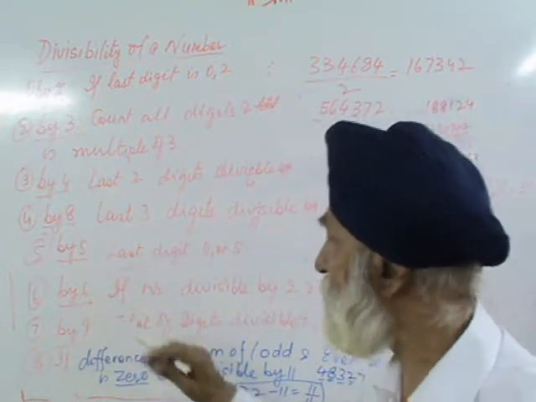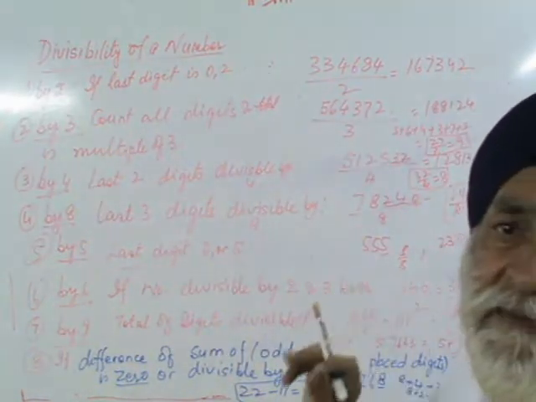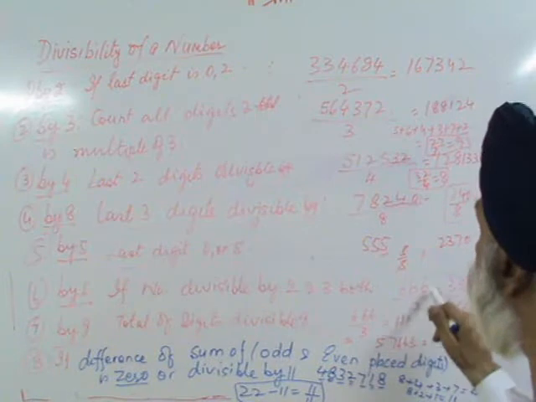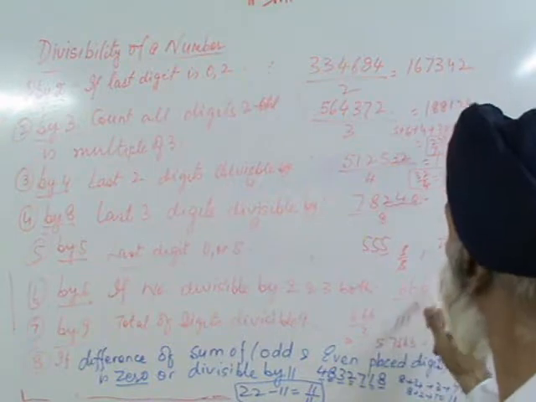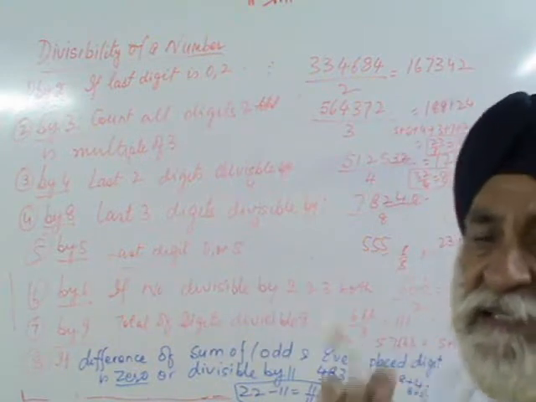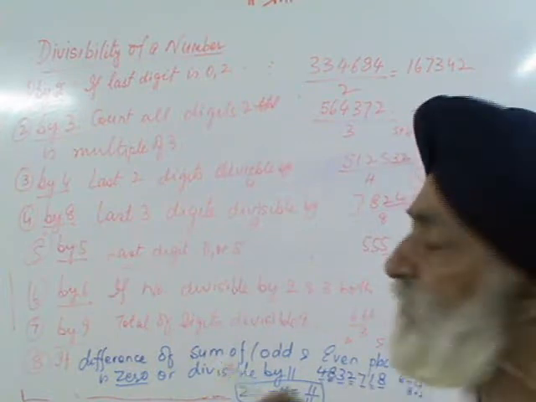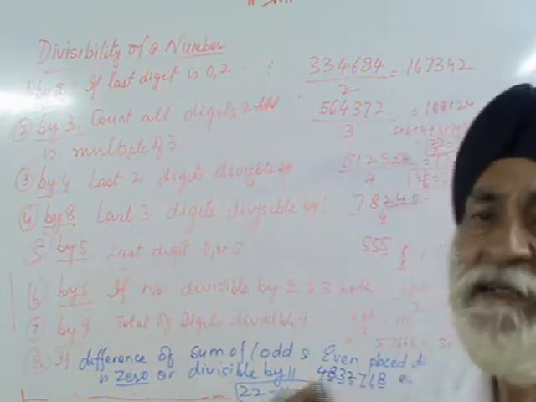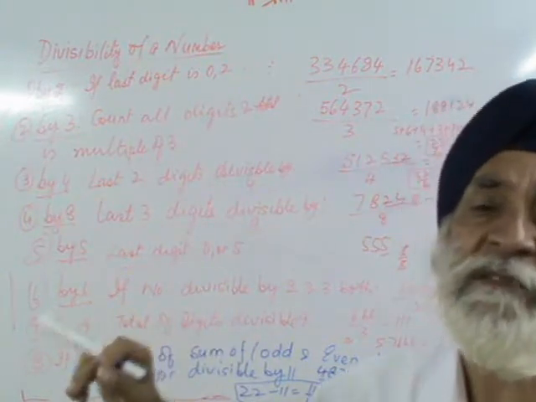By 6, if the number is divisible by 2 as well as 3 combined, then it is divisible by 6, like 666. The last digit is 6, an even number, so divisible by 2. If you add all the 3 digits, 6 plus 6 plus 6 is 18, which comes in the table of 3. So it is divisible by 3. So if we add all these 3 digits as 18, it comes in the table of 6 also. So it is divisible by 6 also.